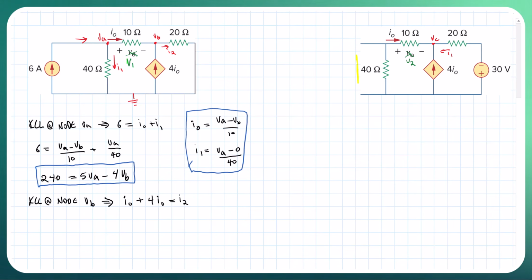Okay, so let's go ahead and do that. I2 is going to be VB minus 0 over 20. Okay, so I2 is VB minus 0 over the 20 ohms.